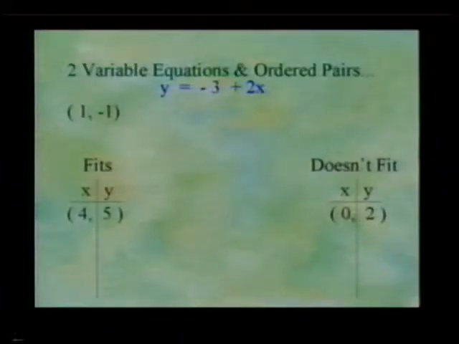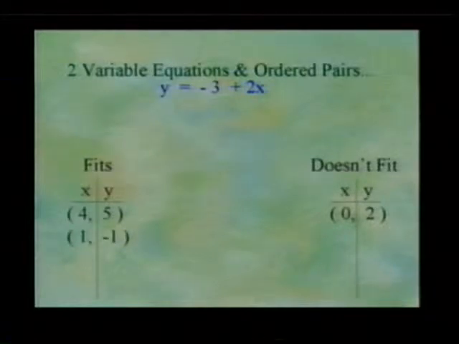1 and negative 1. In this case, the positive 1 is going to go in for the x, once again, and the negative 1 is going to go in for the y. Let's take a look. Does negative 1 equal negative 3 plus 2? I think it does. So that goes in the fits pile.